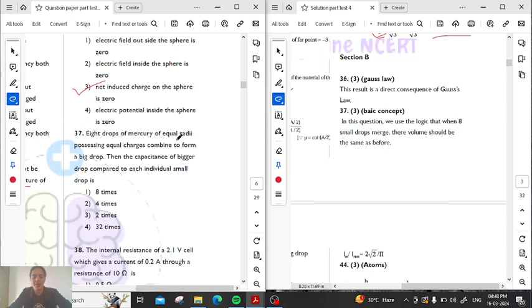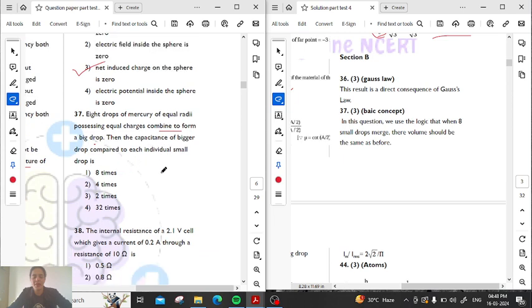8 drops of mercury of equal radii possessing equal charge combine to form a big drop. So 8 drops of mercury, same radius, are combining and forming a bigger drop. Then we have to compare the capacitance of the bigger drop with each of the small drops, okay?